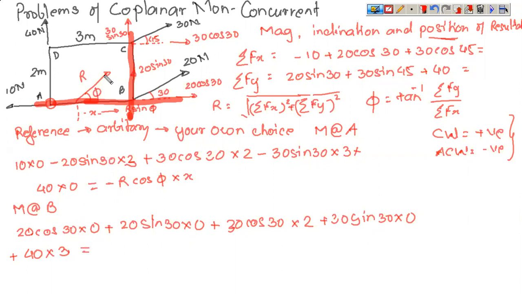Now let us find out the moment due to the resultant. R cos phi lies on AB, so it will not give any moment. R sin phi will give you moment. So R sin phi multiplied by the distance from BC, which is x, which we have assumed. And the nature: it has to move in clockwise direction so that it approaches BC. So this is positive. Again, you can solve and find x.